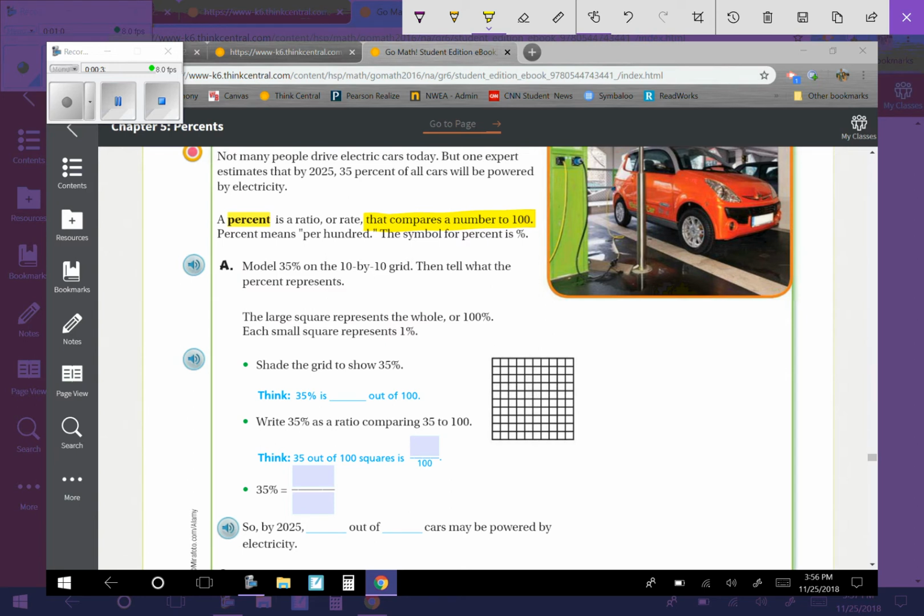So A says to model 35% on the 10 by 10 grid, then tell what the percent represents. A large square represents the whole, or 100%. So this right here represents 100%. Each small square, each one of these teeny tiny things, represents 1%. So we're going to shade the grid to show 35%.